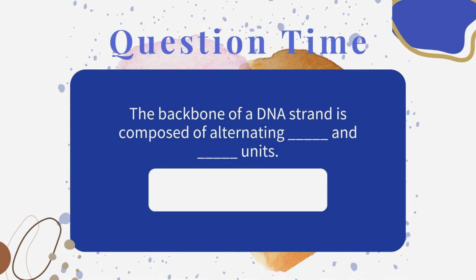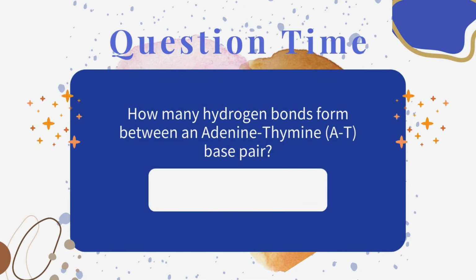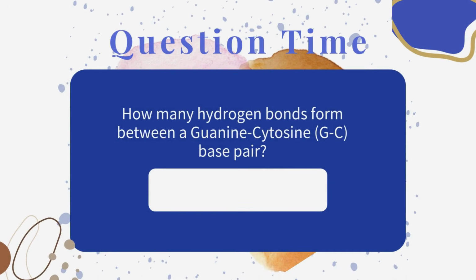The backbone of a DNA strand is composed of alternating dash and dash units. Deoxyribose, phosphate. How many hydrogen bonds form between an adenine thymine base pair? 2. How many hydrogen bonds form between a guanine cytosine base pair? 3.